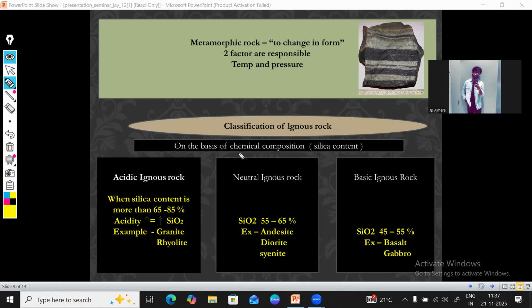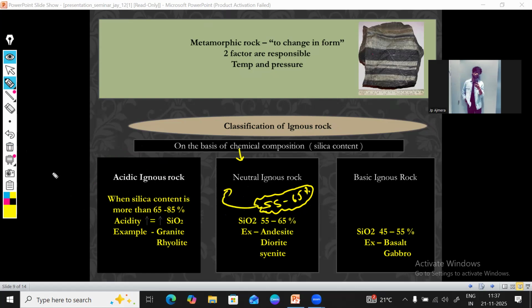The next is the neutral igneous rock. What is the neutral igneous rock? It is when the silica content is about 55 to 65%. When 55 to 65% silica content is present inside the rock, that rock ultimately goes to the neutral igneous rock.